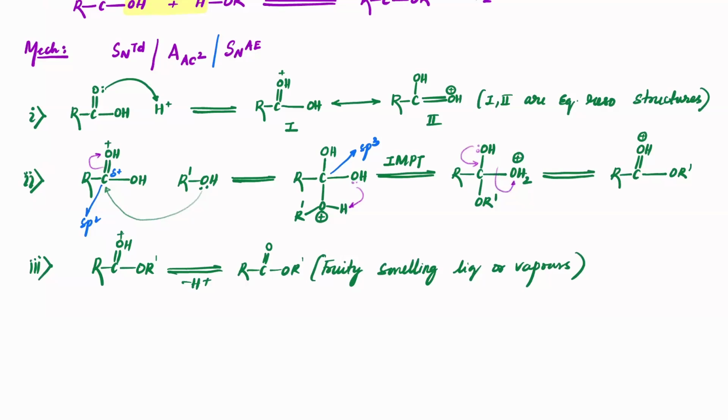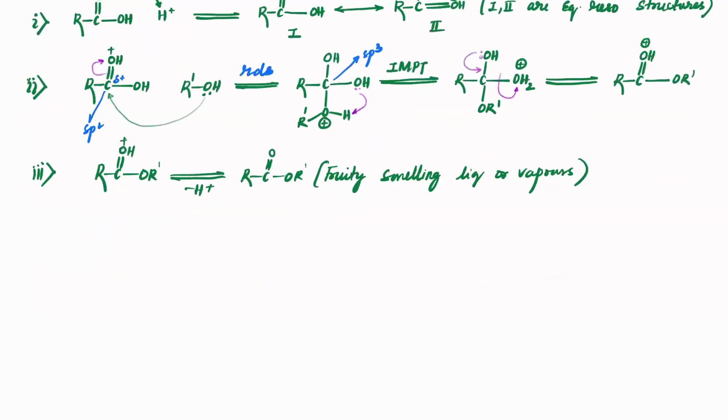Got it? Which is the rate determining step here? So this one, where the alcohol goes and attacks here, that becomes the rate determining step, which means if at all we have any bulky groups here, either R dash or R, then that will hamper the rate of reaction. Correct? That will hinder or retard the rate of reaction.